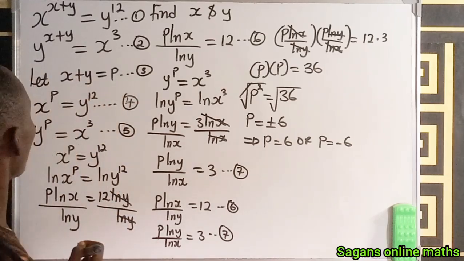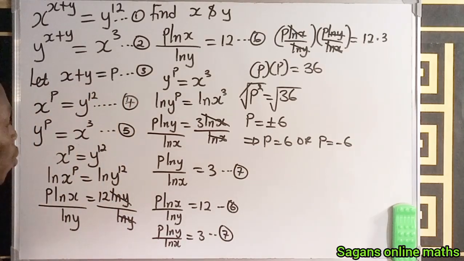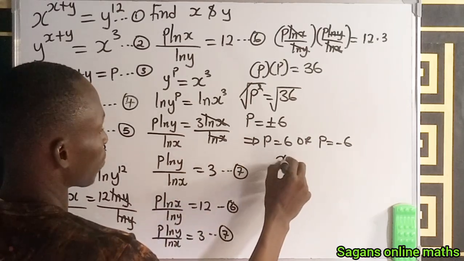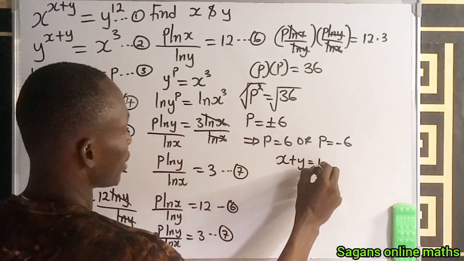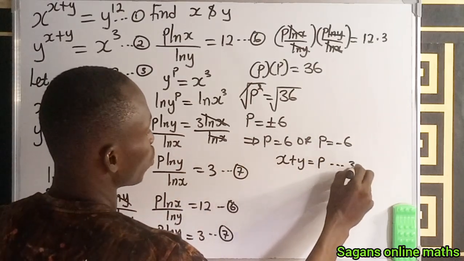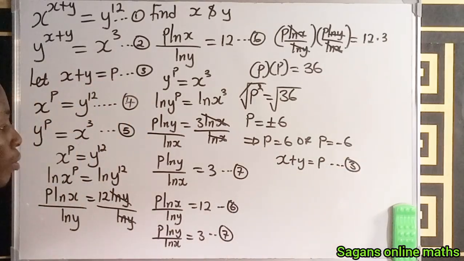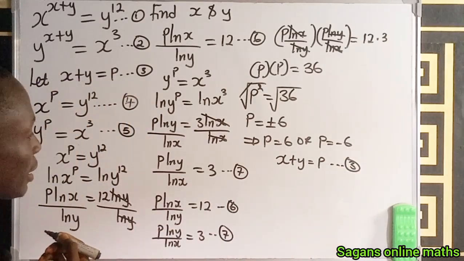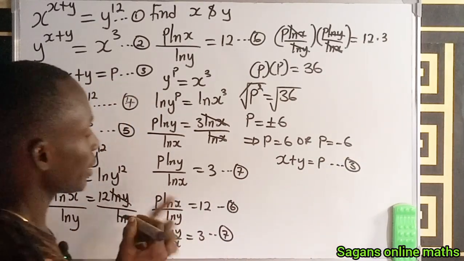Now let's go back to equation 3. We know from equation 3 that x plus y is equal to p. Now our p is 6, so let's solve when p is 6.